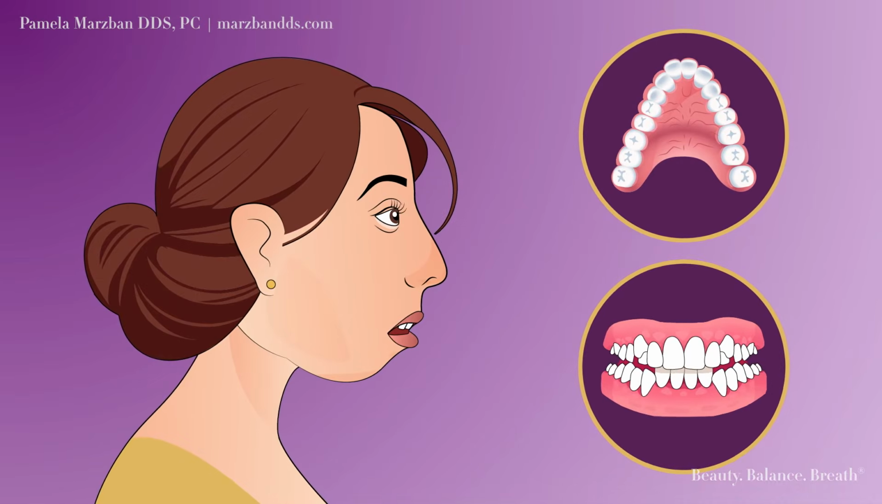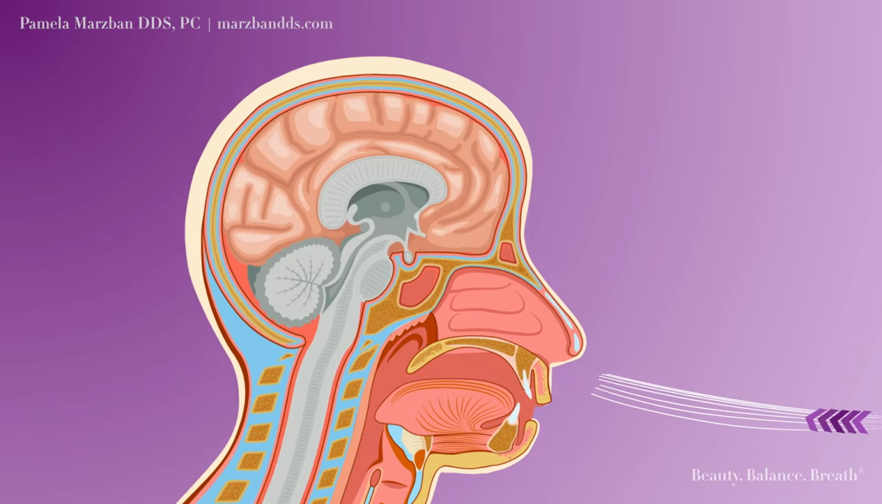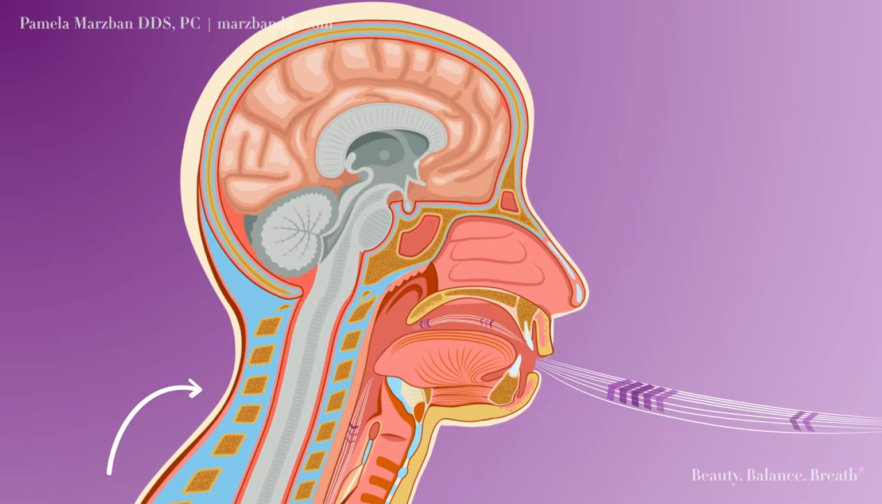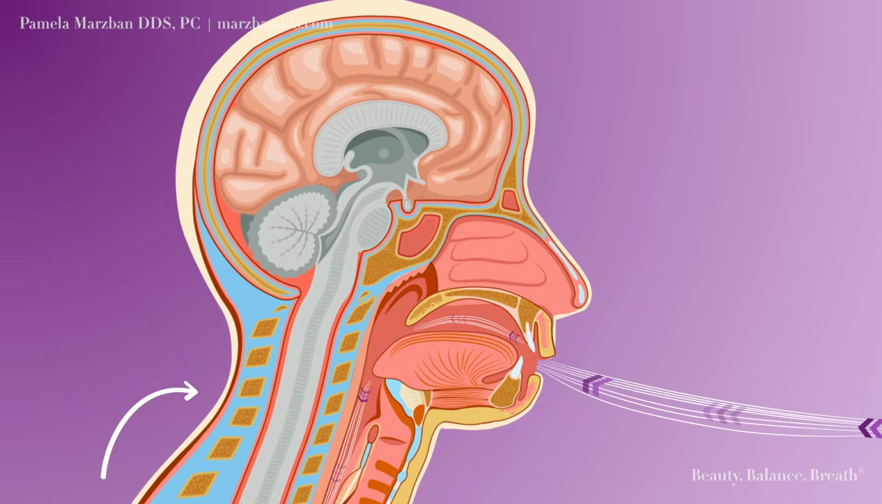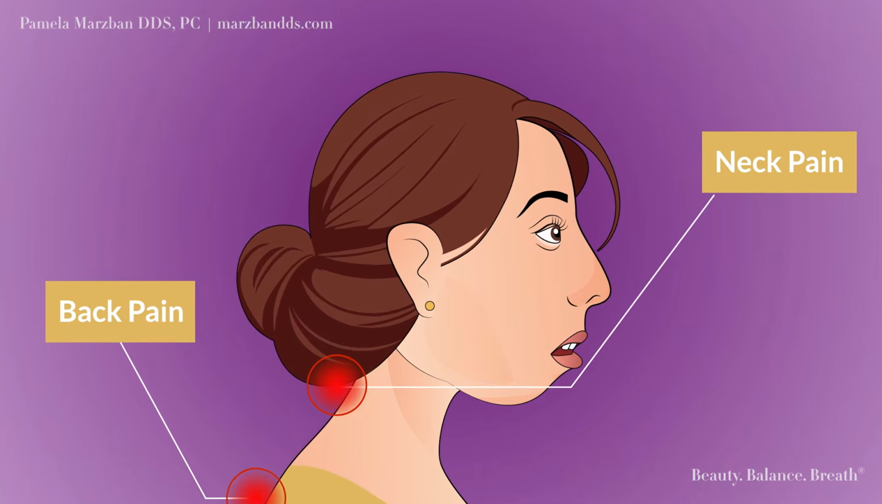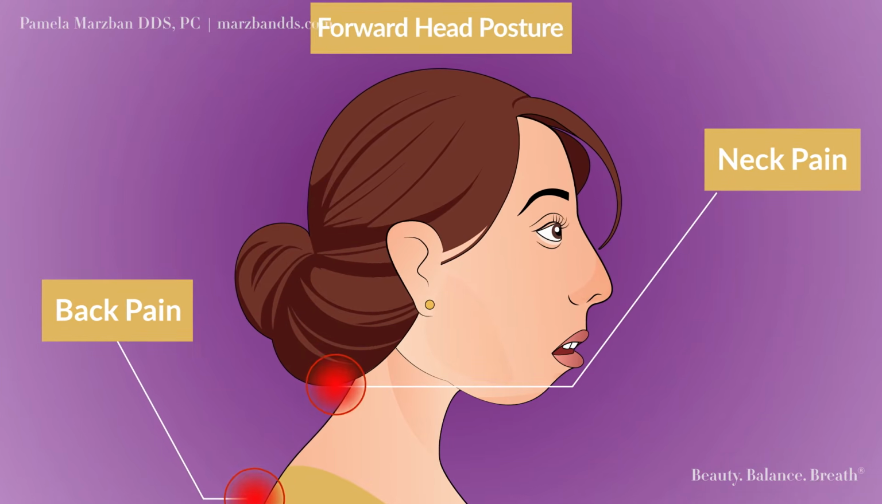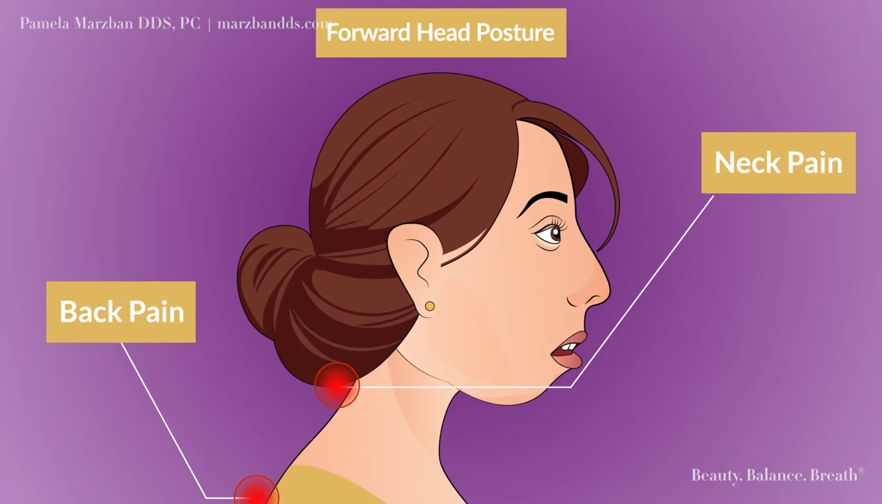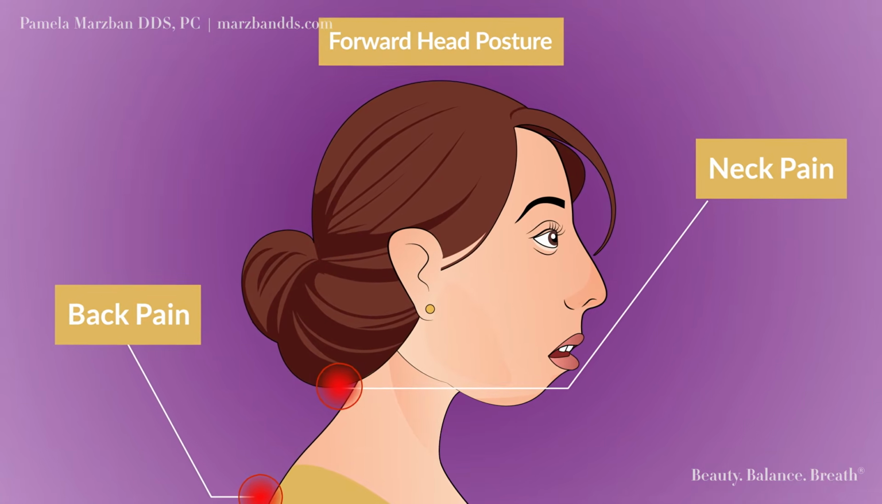The growth changes carry into adulthood. In order to breathe, we slouch our head forward to prop open the airway, creating a lifetime of neck and back pain. This is the infamous forward head posture. This is the cascade of mouth breathing.